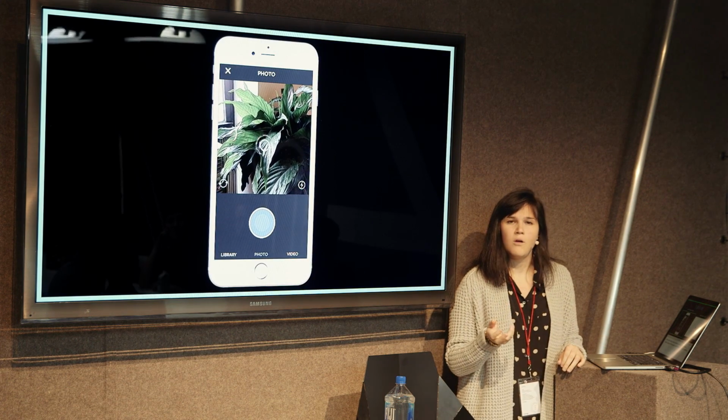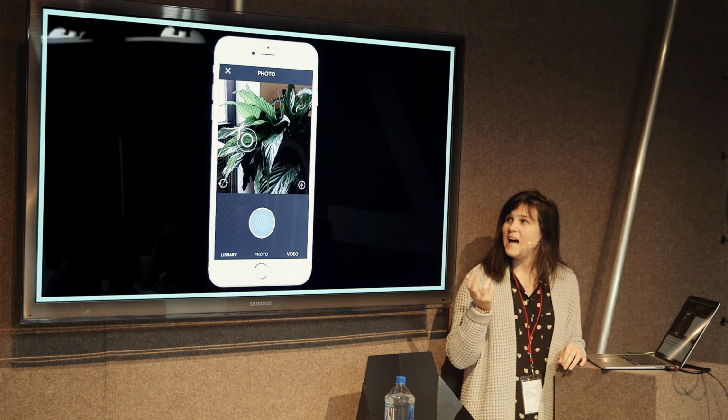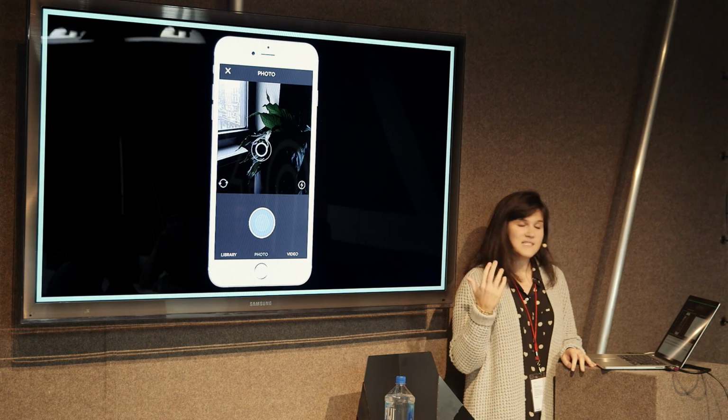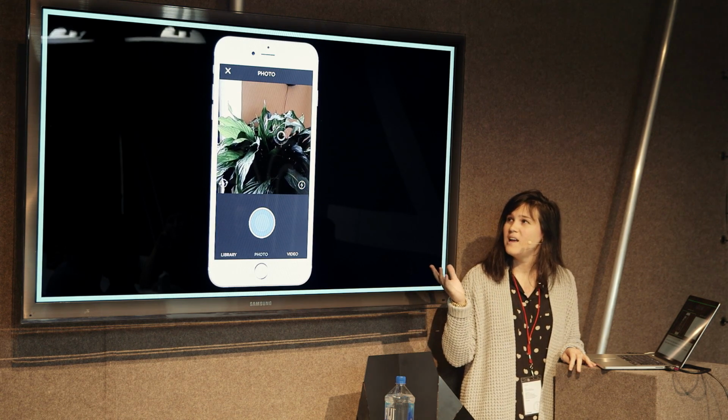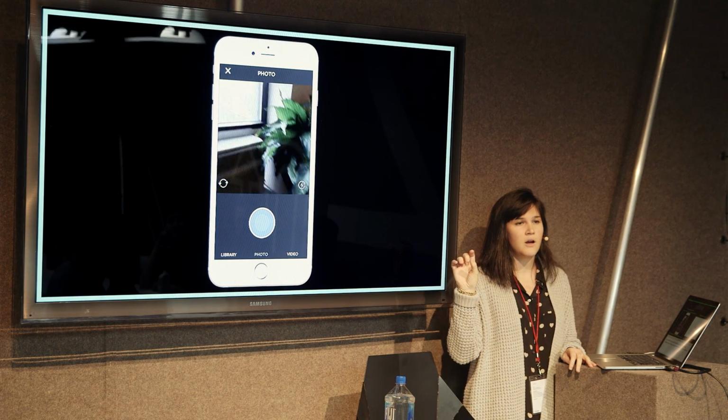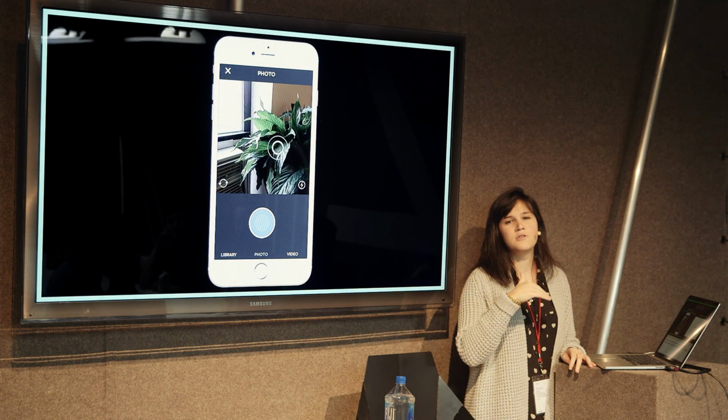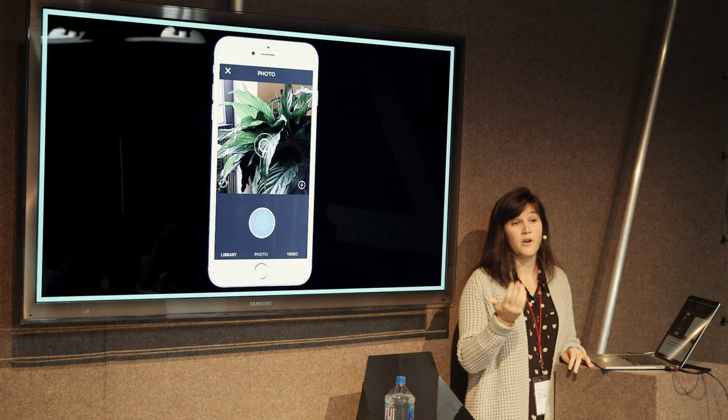In lieu of haptic or auditory feedback, animation can step in to help bridge the gap. This is in Instagram's camera, where you have this circular guide that helps you to intuitively know that you've locked focus.